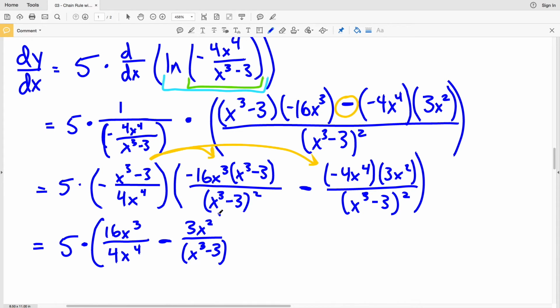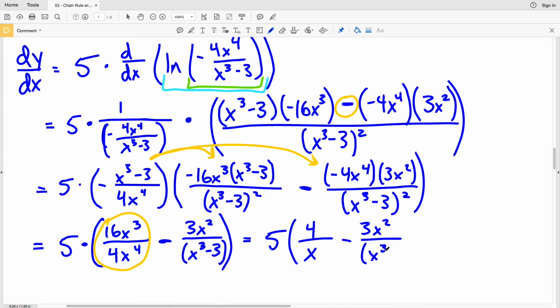And the 5 gets multiplied to each of these terms. But before we do that, once again, let's simplify. So looking at 16x cubed over 4x to the 4th, that's going to leave us with 5 times 16 divided by 4, which is a positive 4, and x cubed over x to the 4th will be 1 over x. So 16x cubed over 4x to the 4th simplified equals 4 over x, and we're subtracting 3x squared all over x cubed minus 3.